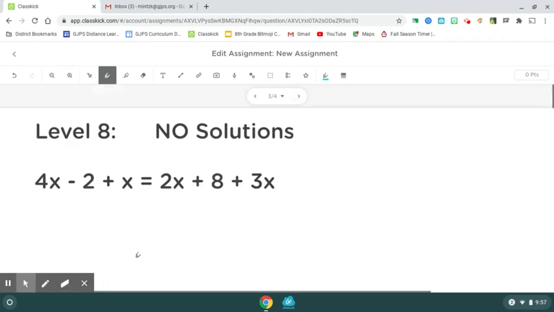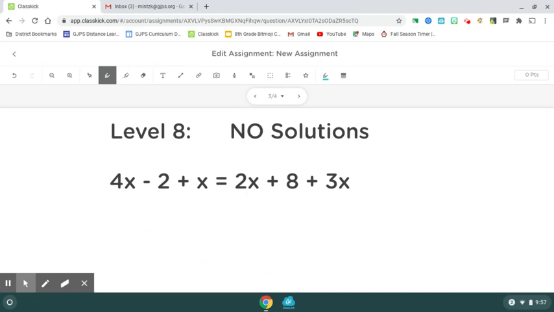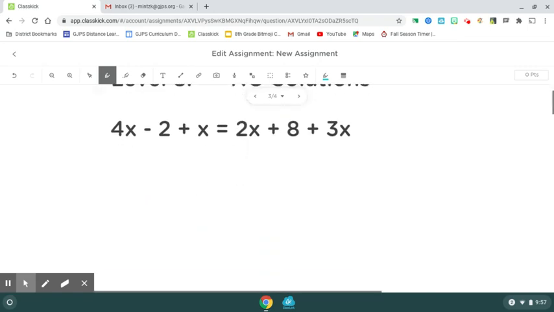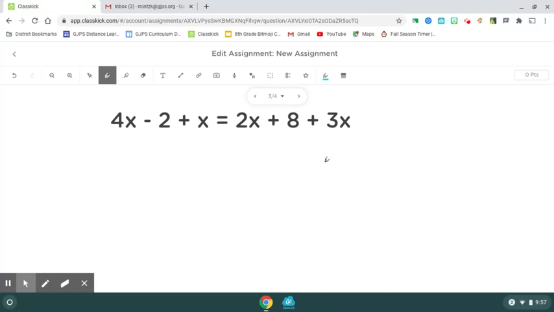So this problem, we have no solutions, and I'll show you how we get there. It's very similar to problems that we have done before. First step, we look at the problem and we see, do we have anywhere that we need to distribute? Well, I'm looking here and I'm seeing no parentheses, so to me that says I don't really have anything that I need to distribute out, which was our purple step before.